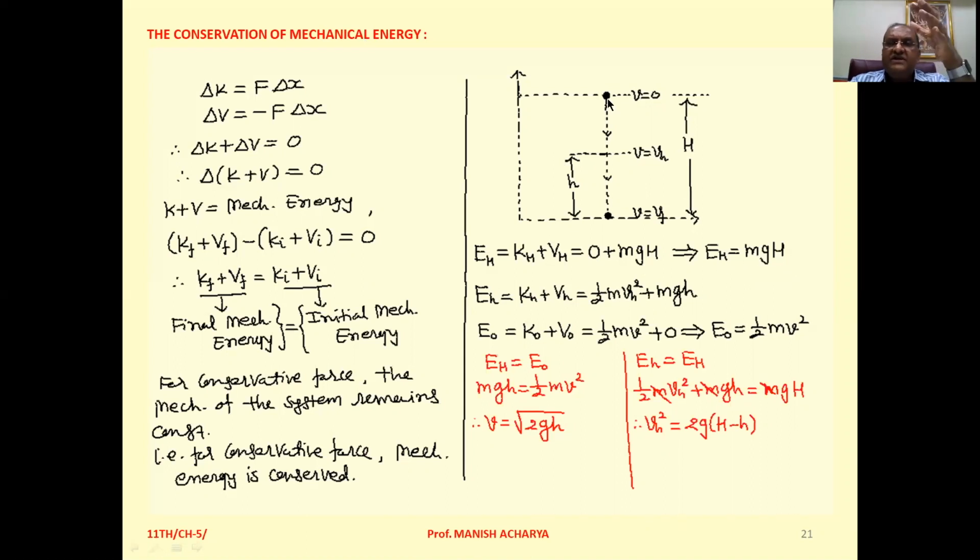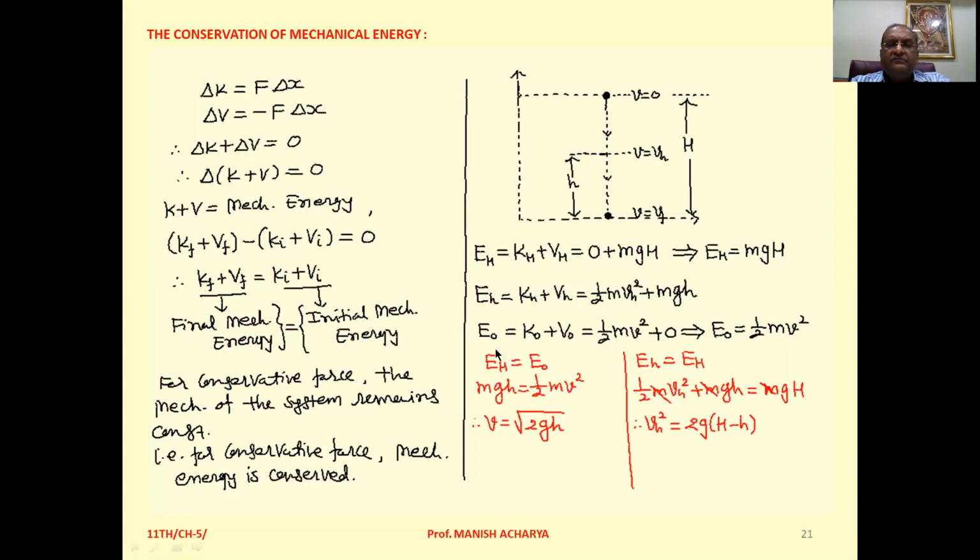Now it is released, now it is freely falling. Suppose it is at a height small h from the ground. At that time, its velocity is Vh. Then again at that position, mechanical energy is kinetic energy at height small h plus potential energy at height small h. Now at that position, the velocity is Vh. So half m Vh square plus mgh.